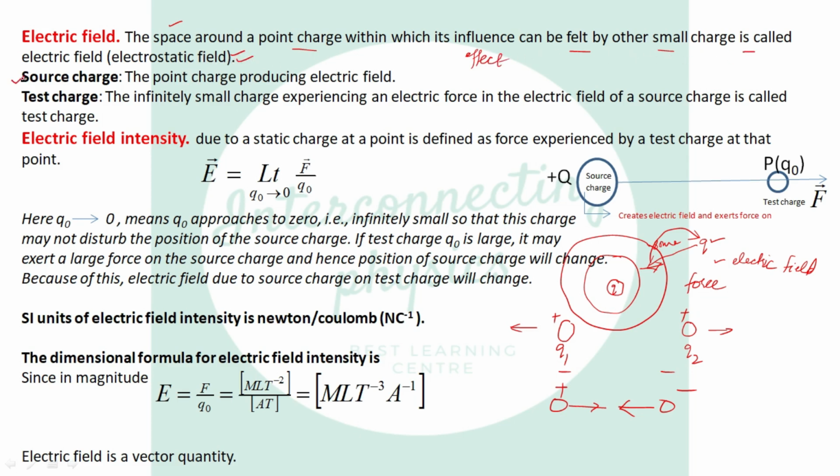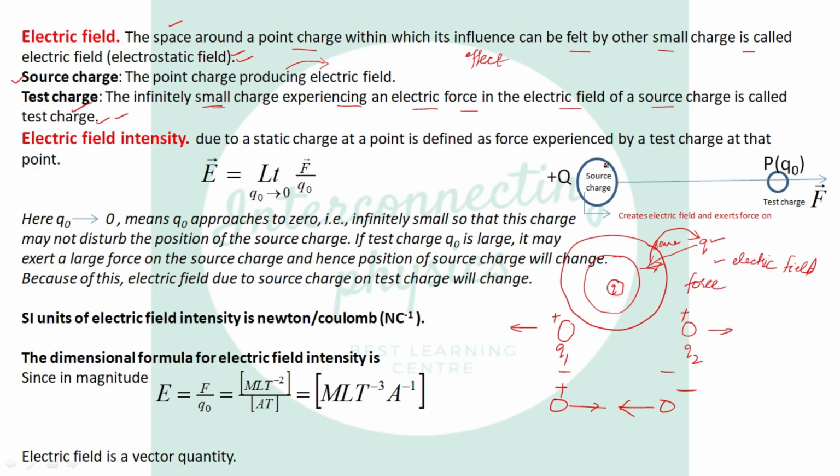Now what is source charge? The point charge producing electric field. The charge which is producing electric field is called source charge. And the test charge, the infinitely small charge that experiences an electric force in the electric field of the source charge, is called test charge. Means the charge which is feeling some kind of force is called test charge.